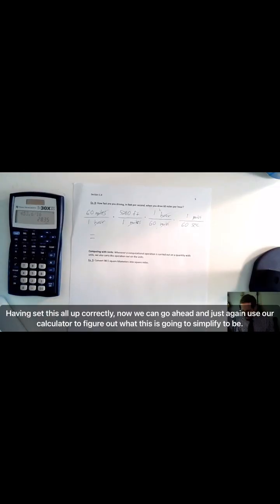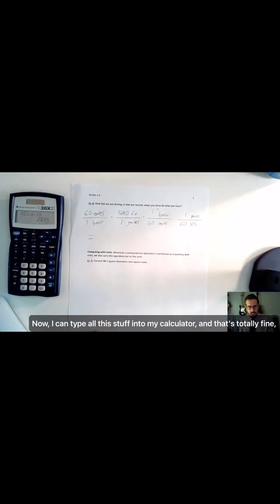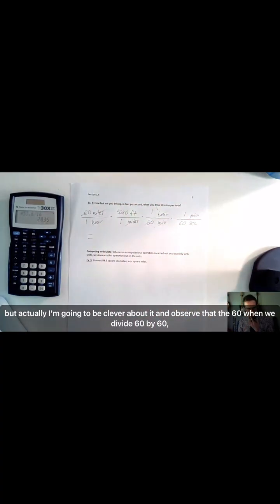Having set this all up correctly, now we can go ahead and use our calculator to figure out what this is going to simplify to be. So I've got 60 times 5,280 times 1 over 60, which would really be like dividing by 60, and then dividing by 60 again. Now I could type all this in my calculator, and that's totally fine, but I'm going to be clever about it and observe that when we divide 60 by 60, it'll just be 1. So we can save ourselves a little bit of time and divide that out before plugging it into the calculator.